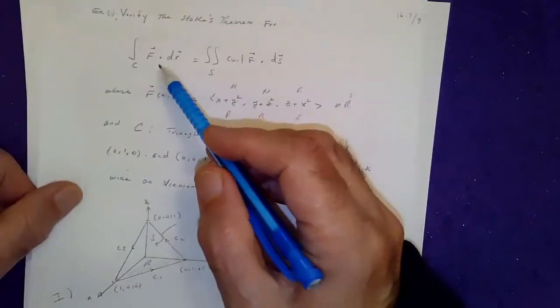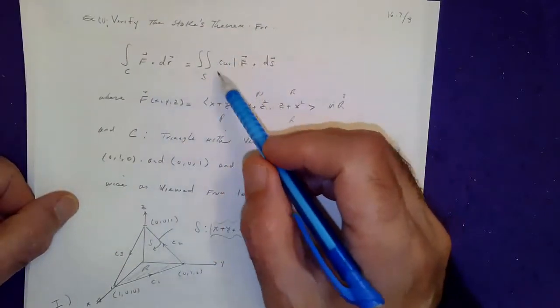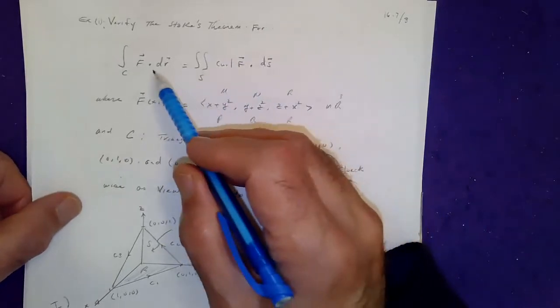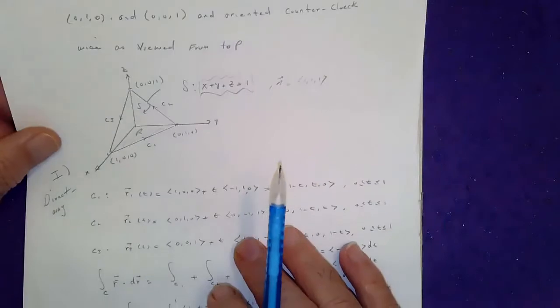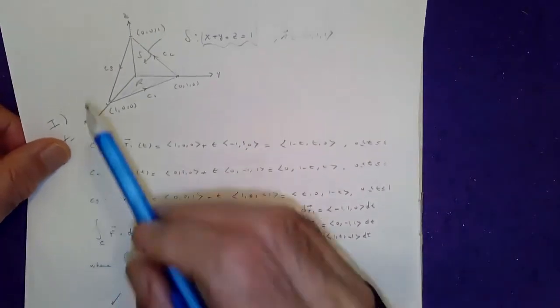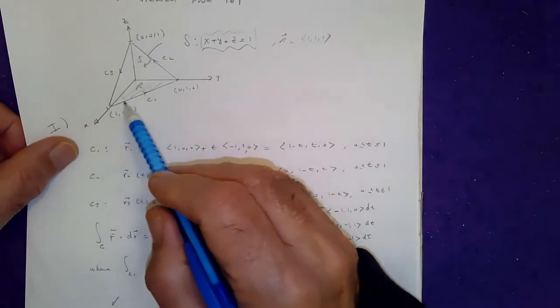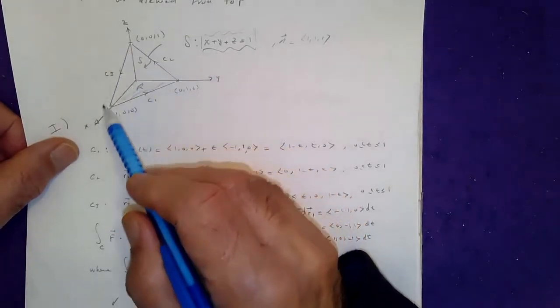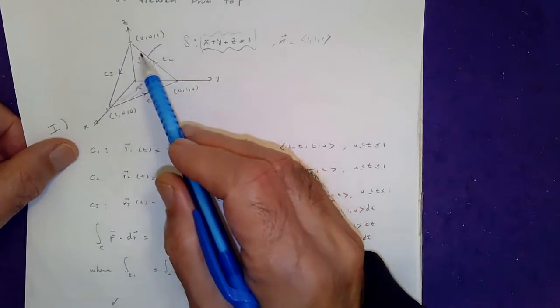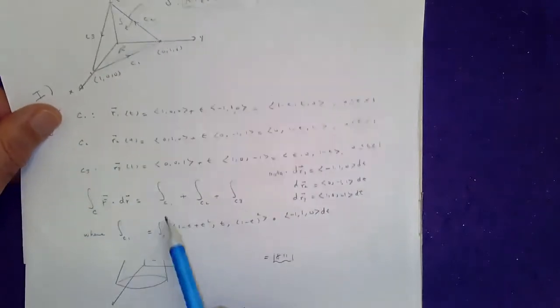So let's do it the direct way, which is evaluating the left side, and then I will do Stokes' theorem. These answers should match. So let's do the left side. To do the left side, I have to split the line integral into three separate line integrals because I have three edges. So I have to go over C1, do the line integral over C1, then C2, then C3.